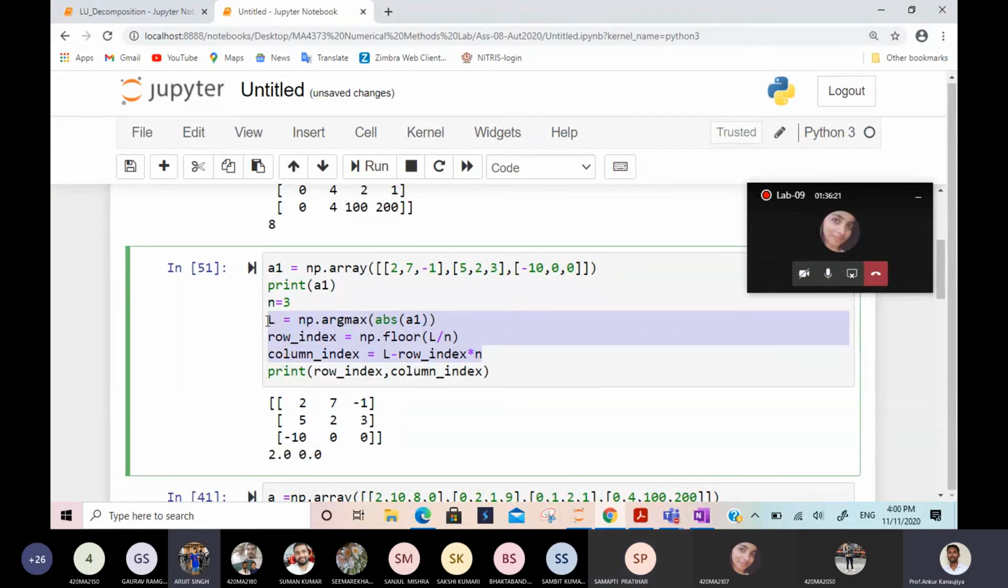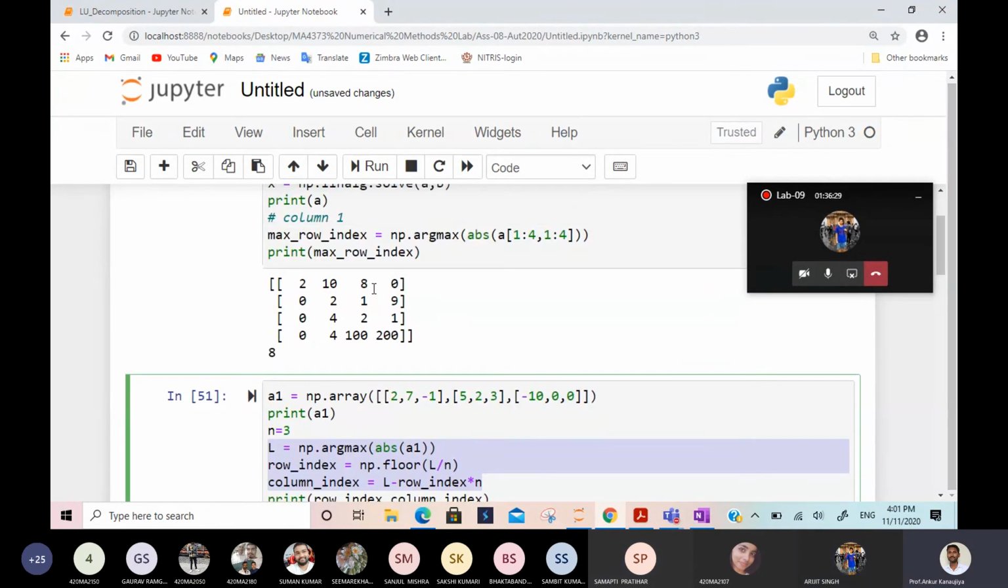Sir, can you explain the row index again? I'm a bit confused. See, whatever you are getting here, we are counting like this. Suppose this is a 4 cross 4 matrix, so 0, 1, 2, 3. What is the size of the matrix? The size of the matrix is 4. So this is 0, 1, 2, 3.